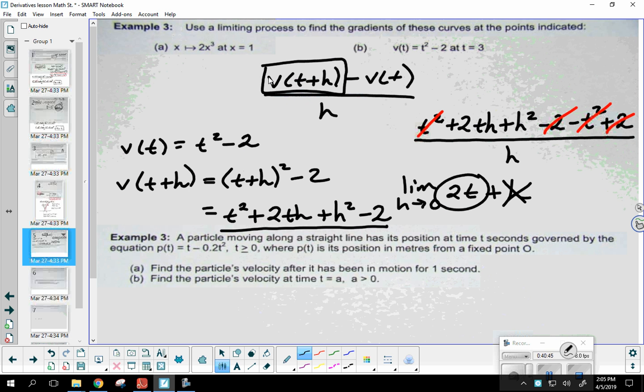Now it says, find the gradient of that curve at these points. Well, I want to know what's the slope of the tangent line when t is 3. So just plug it in. 2 times 3 is 6. And that is derivatives. Their applications are really cool. Anyway, questions?